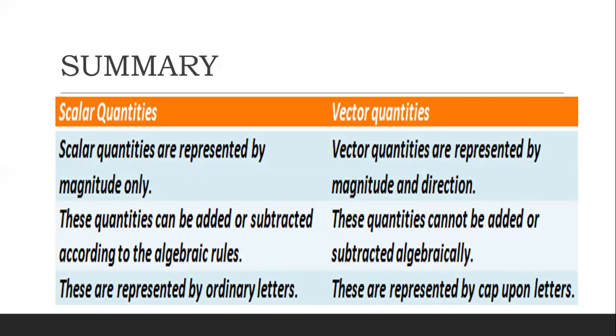Summary of today's lecture. Difference between scalar quantities and vector quantities. Scalar quantities are represented by magnitude. Vector quantities are represented by magnitude and direction. Scalar quantities can be added or subtracted according to the algebraic rules, and vector quantities cannot be added or subtracted algebraically because direction is involved. Scalar quantities are represented by ordinary letters, small or capital. However, vector quantities are represented by a cap upon letters, bold, arrow, bar, in many ways in which you can represent a vector.